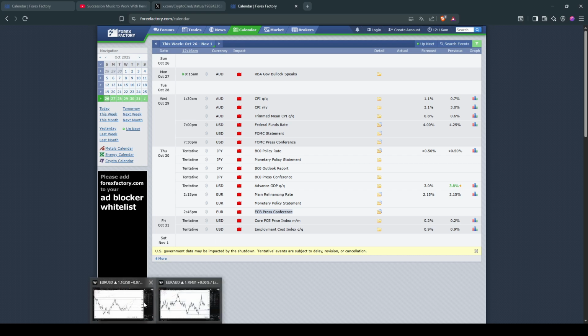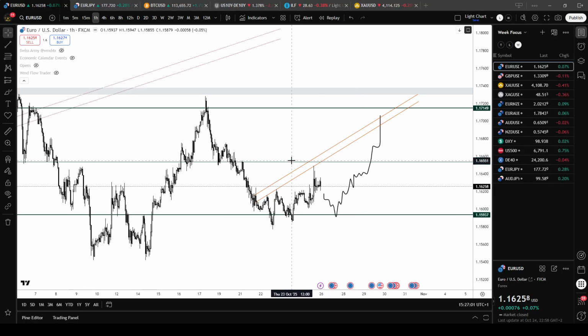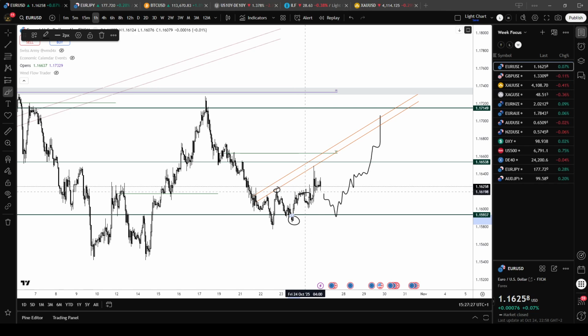So also, when we look at what price did last week, the euro, this was a weekly open. We basically sold off for the first part of the week, and then we bottomed and we started making higher highs. So here was a shift in structure, and we've been respecting that shift.